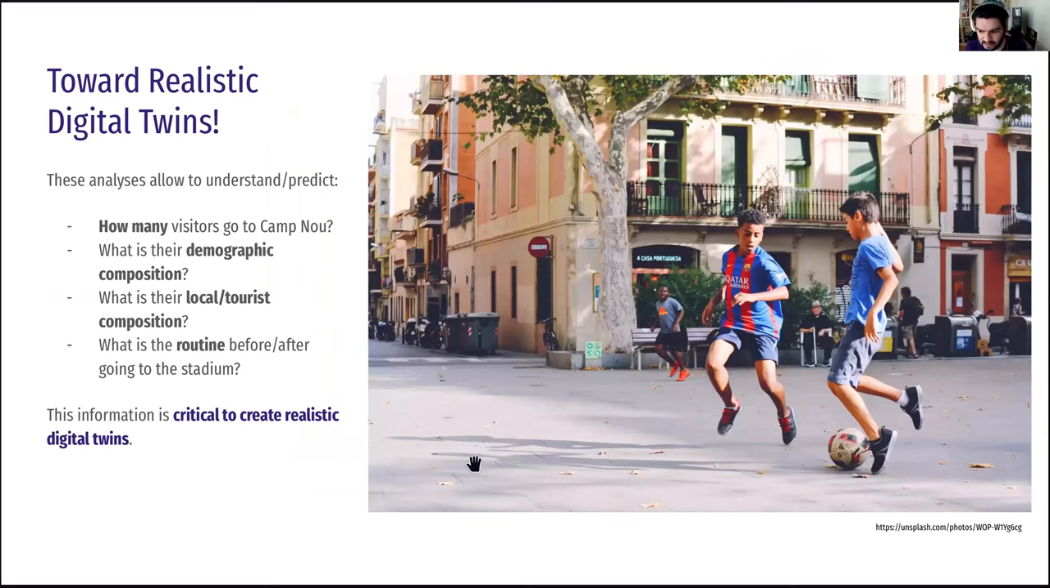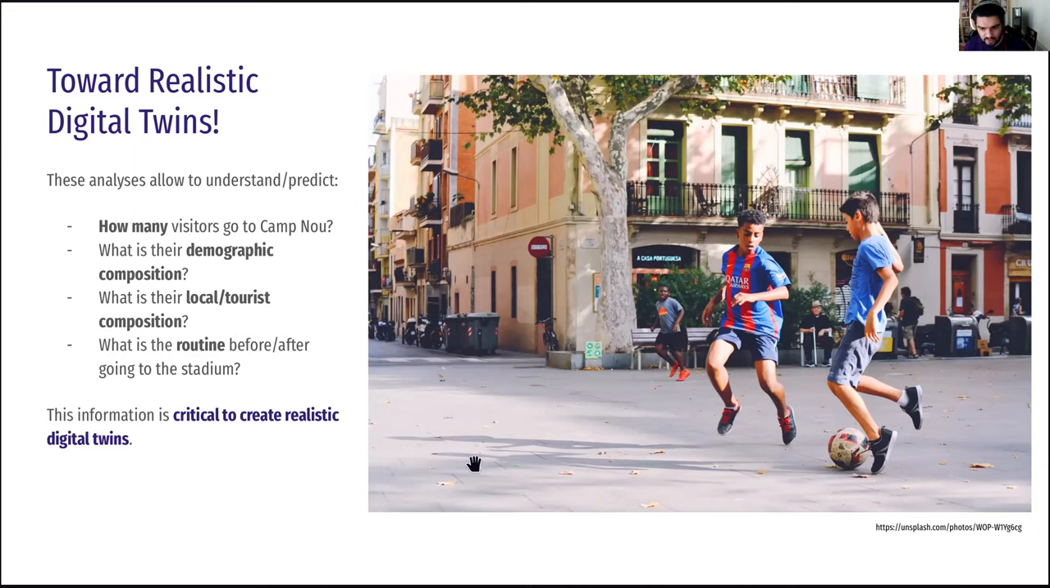So all these analyses I have shown you allow you to answer many questions about how many people go to Camp Nou, what is their demographic composition, what is their local or tourist composition, and what is the routine before and after going to the stadium. If we take all this information together, we can create a profile or many profiles of people that visit Camp Nou. And that means that we can program the rules of behavior for the different agents that are going to simulate all these visitors.